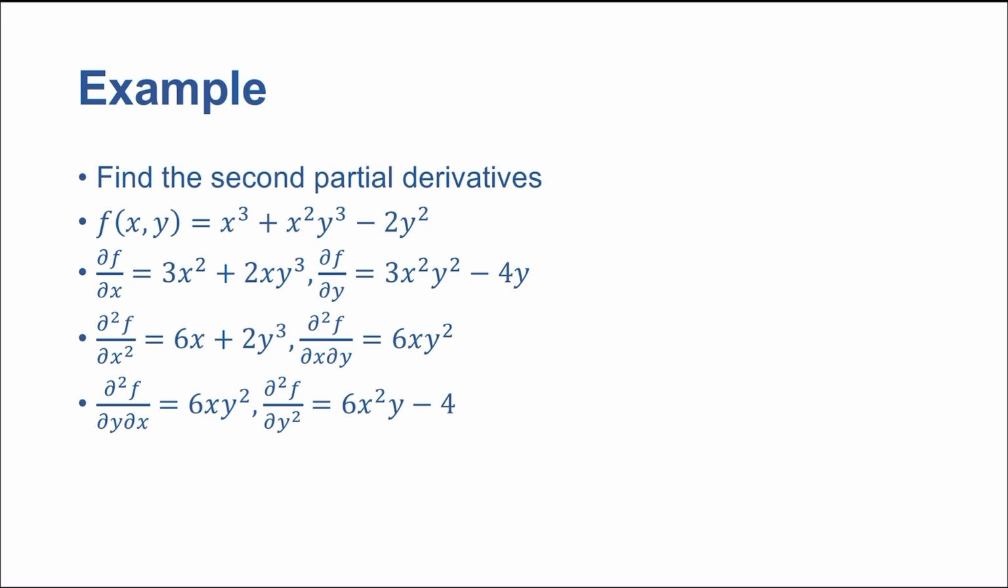And likewise, I will differentiate with respect to x the expression for the partial derivative of f with respect to y. Then we get 6xy squared. So you can kind of see how they're going to be equal to each other no matter what. And then finally, if I take the partial derivative with respect to y of partial f partial y, then I get 6x squared y minus 4.